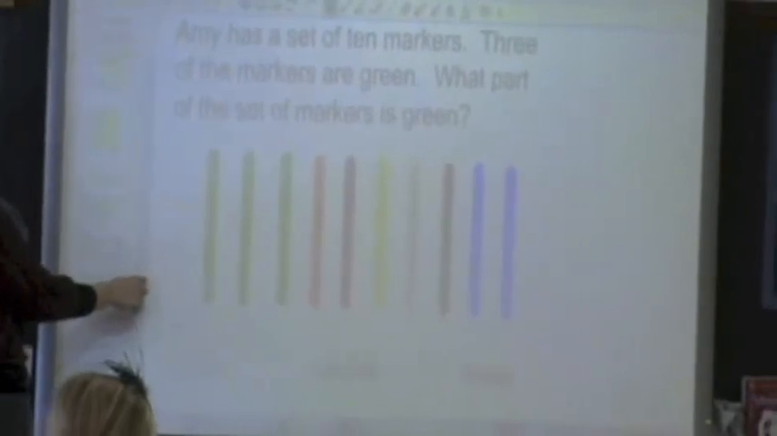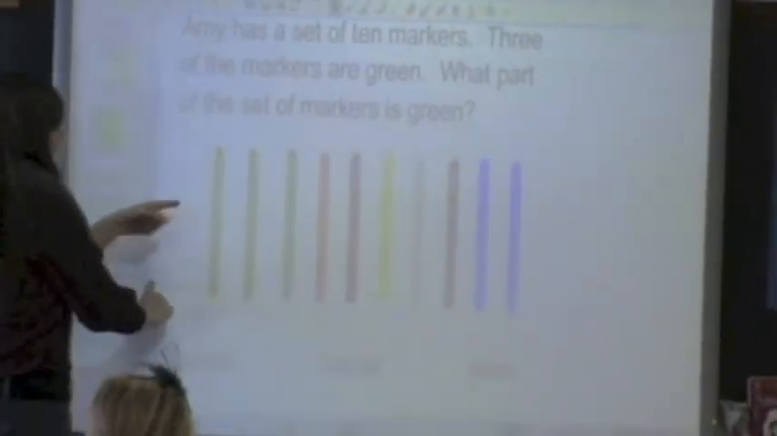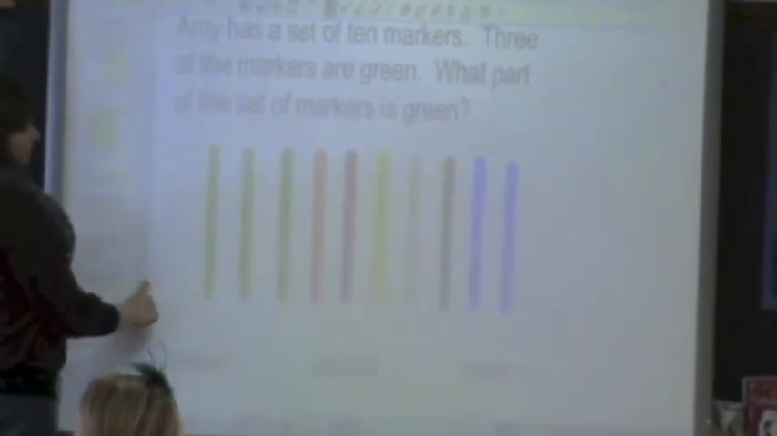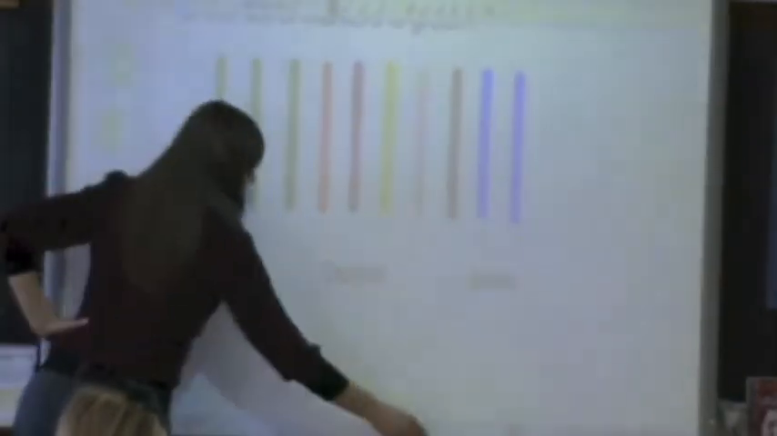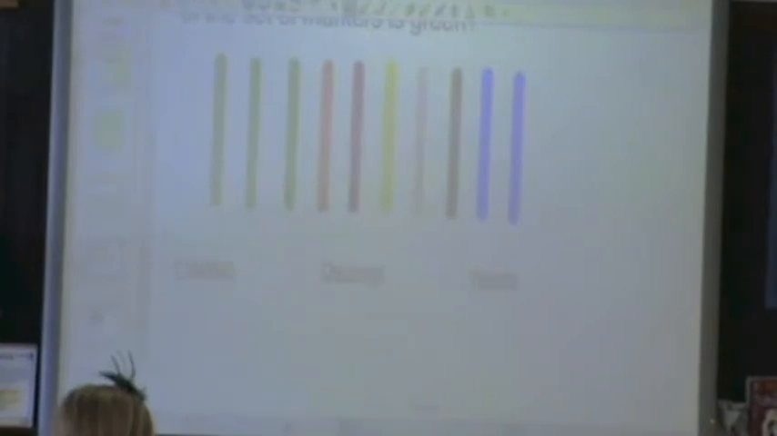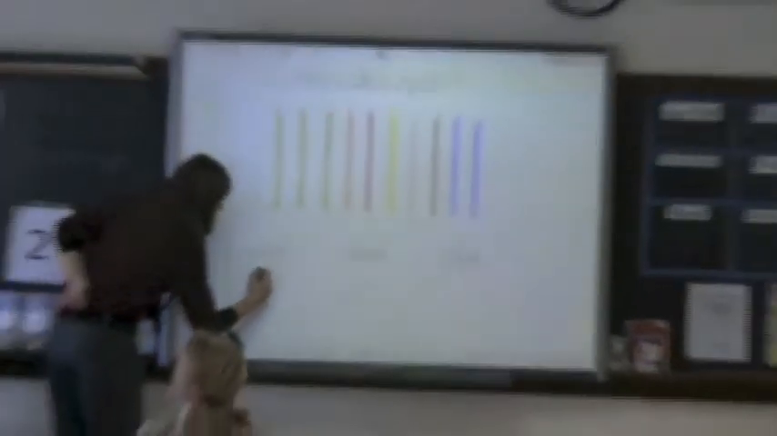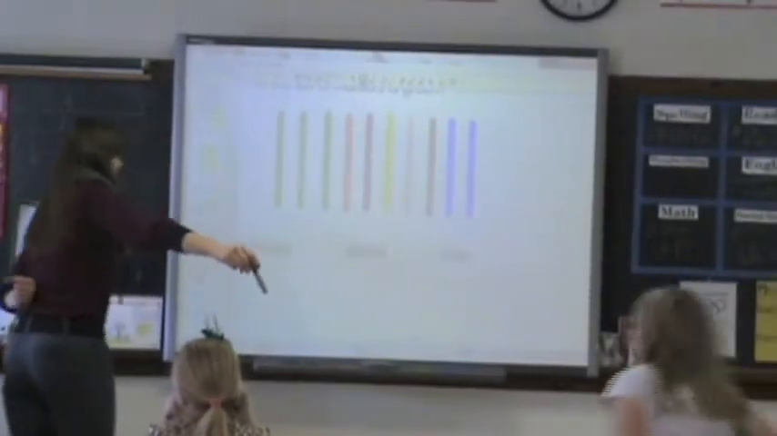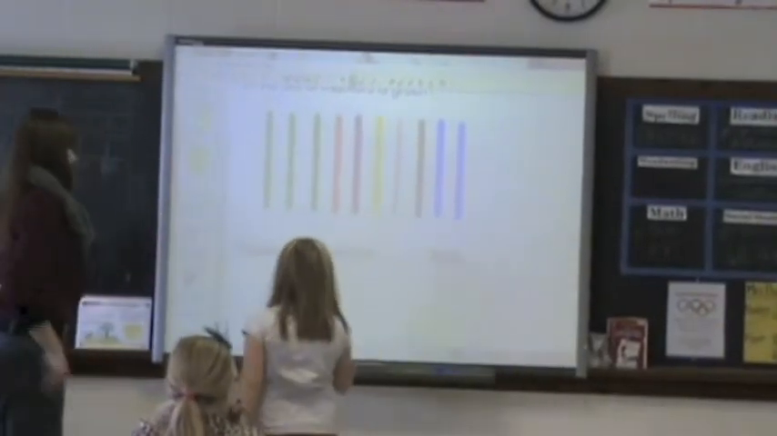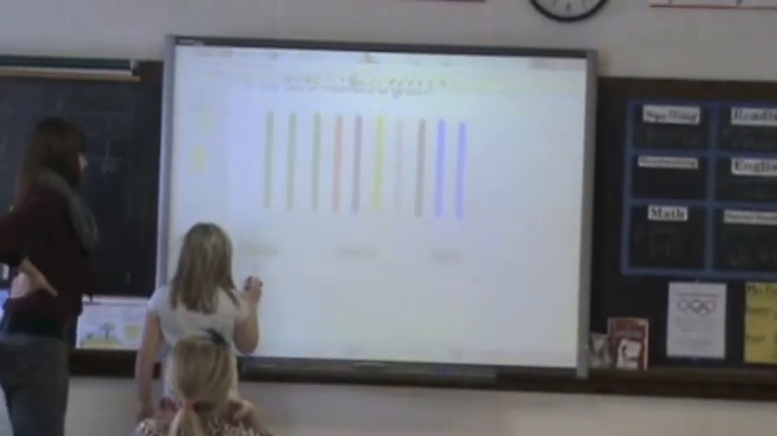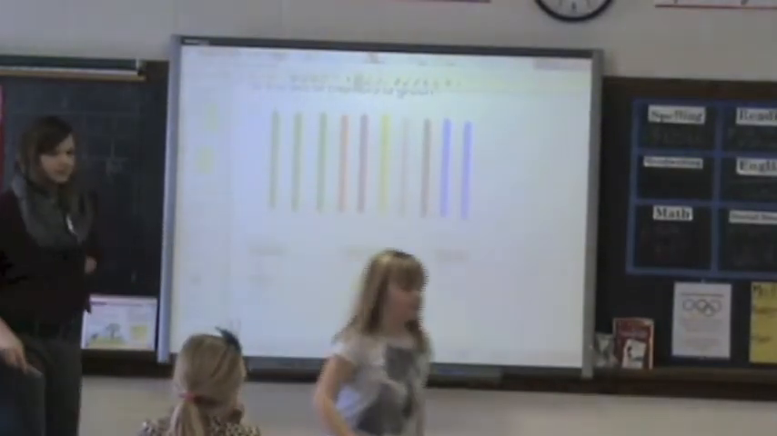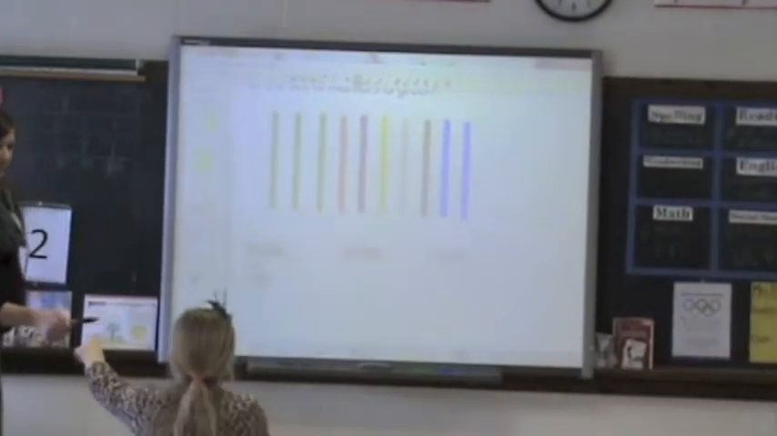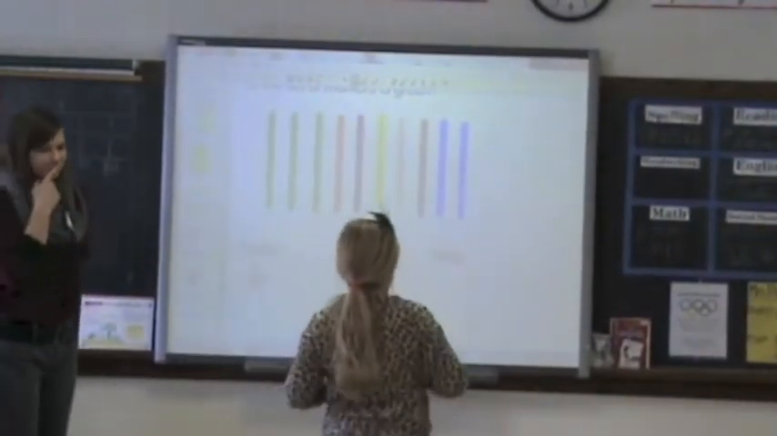Amy has a set of 10 markers, so these are her 10 markers. 3 of the markers are green. What part of the set of markers is green? So how can we write that as a fraction? What do we need to write as a fraction, Breza? 3 tenths. All right, go ahead and write it. 3 tenths. Okay, who can come up and write it as a decimal? Ella? A decimal. That's the one we just matched.